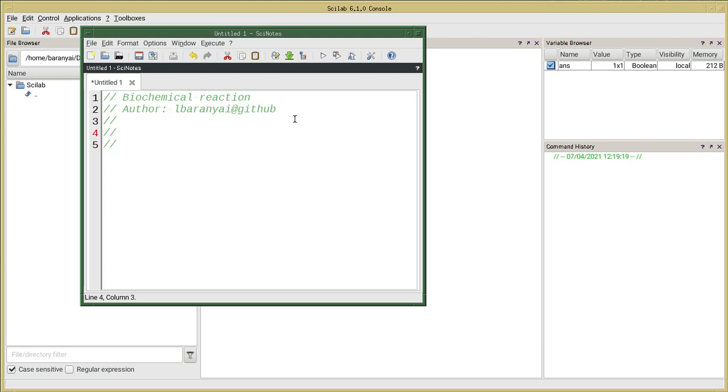The reaction itself will be an enzymatic reaction. We have enzyme plus a substrate, which will reversibly make an enzyme substrate complex, and then it will turn to make enzyme plus the product. So this is the biochemical reaction what we will describe now in the simulation.